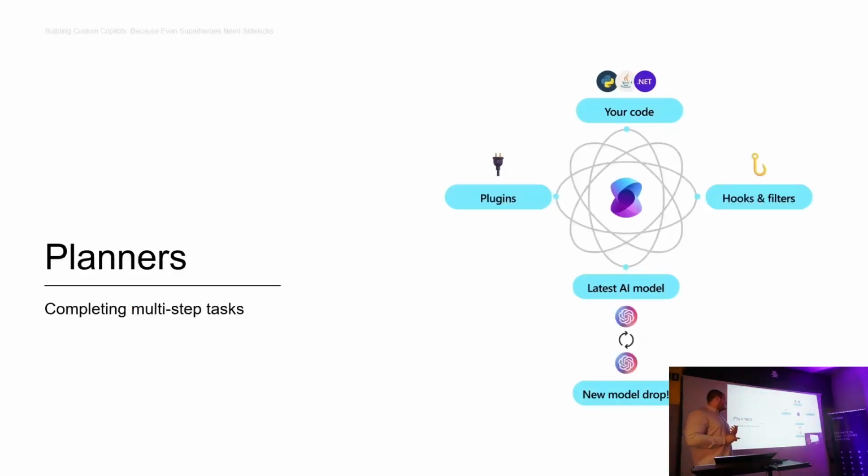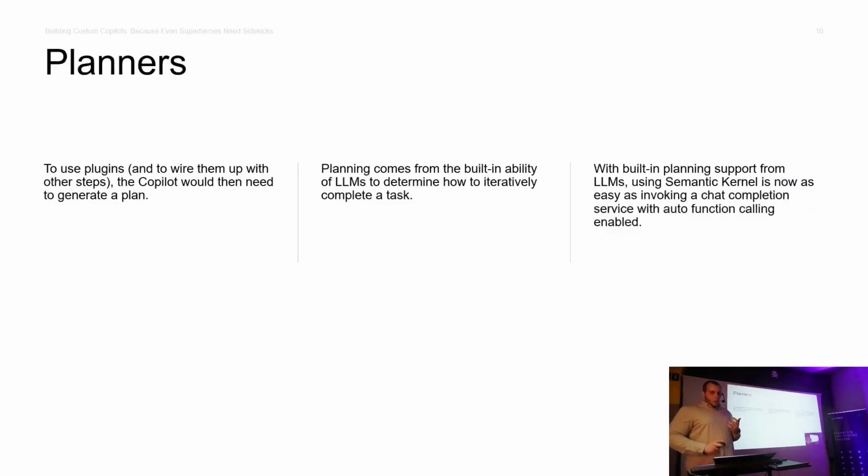And this is where the planners can help us. So planners are completing multi-step tasks. What this means is that to use the plugins and to wire them up into multiple steps with other plugins, the Copilot would need to generate some type of plan. And this planning comes from the built-in capability of the large language models to determine how to iteratively complete a task. What it means is that using semantic kernel with planners is nothing more than just invoking the chat completion service with the auto function calling enabled.